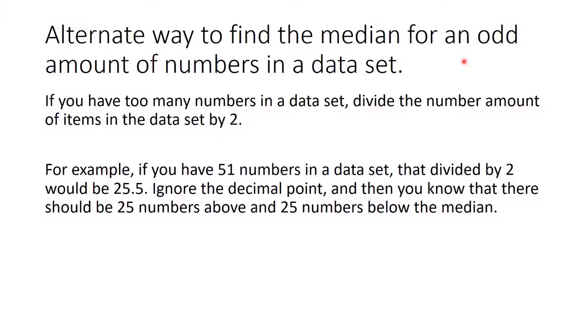Simple as that. For example, if you had 51 numbers in your data set total, you would divide 51 by 2, and that should give you 25.5. Now just ignore the decimal, ignore the 0.5 and pretend it doesn't exist. That lets us know that there should be 25 numbers above and 25 numbers below the median. That will be a lot quicker. You can count 25 numbers and know the next one is going to be your median. So there's a faster way to find the median for an odd amount of numbers in a data set.